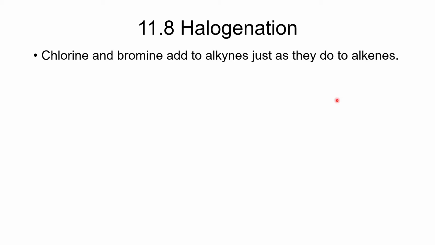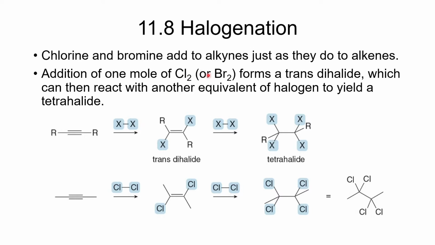We now want to look at the halogenation of alkynes. Just like with the halogenation of alkenes, we can add a halogen like Cl2 or Br2 across the carbon-carbon triple bond instead of the double bond, but we can do it twice. It is possible to add 1 mole, and when you do, you will get a trans-dihalide. Then on addition of the second mole of the halogen, you will end up getting the tetrahalide.